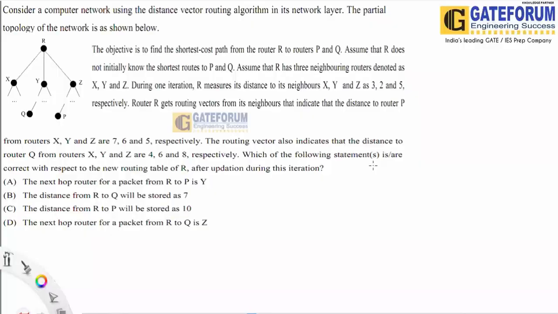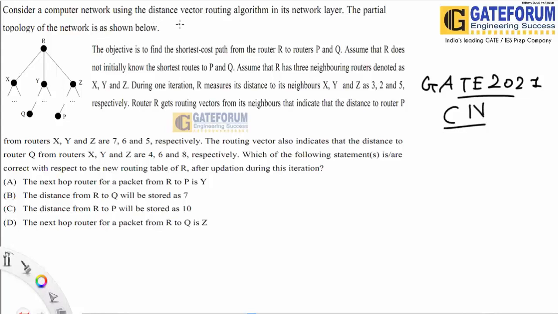Hello friends, welcome back. Let's try to solve one more question of CN which was asked in GATE 2021. If you look at this question, it is something like this.